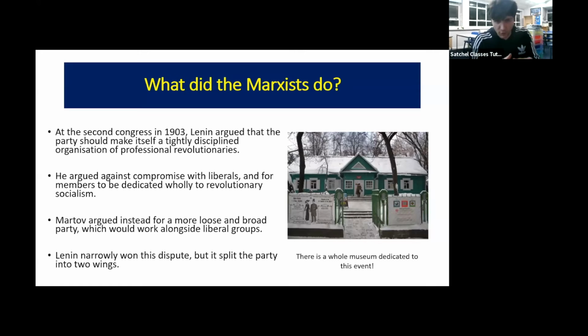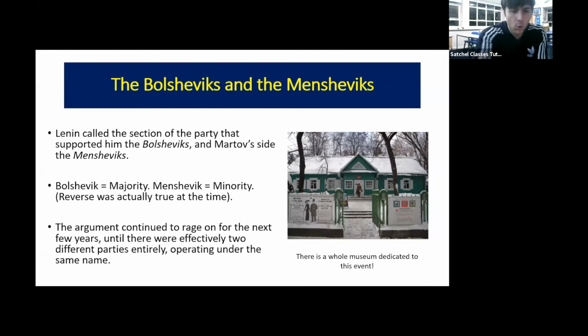And it ends up, it's such a ferocious argument that it sort of splits the party almost into two mini parties, into two wings. Lenin called his section of the party the Bolsheviks and Martov's side the Mensheviks. What those words mean is Bolshevik means majority and Menshevik means minority. Now, it's a little bit ironic because technically the majority of the party actually supported Martov and a slight minority supported Lenin. But Lenin was able to get most of the delegates at the Congress. And so he was able to win the vote that way. So it was technically not true that the Bolsheviks were the majority, but that is what those words mean.